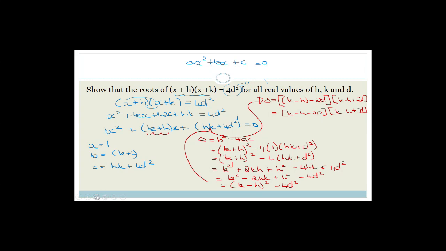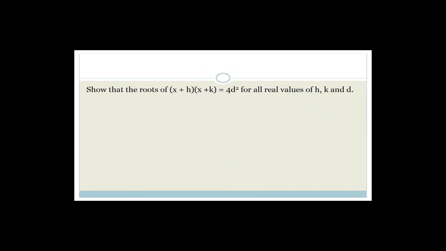Oh, grade 11s, I'm so sorry. I'm making so many mistakes. Let me just try this again. Okay, right. So this becomes, I apologize. Oh, I'm so sorry. Minus 4d squared.